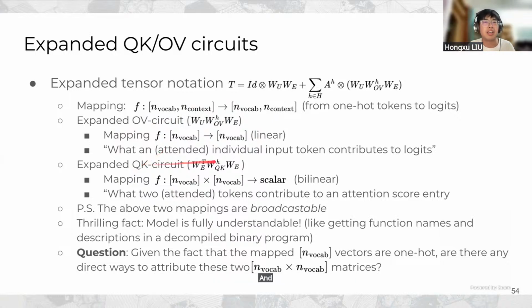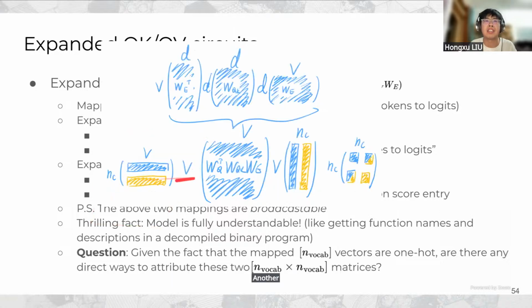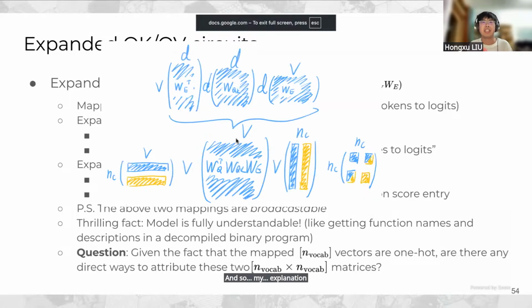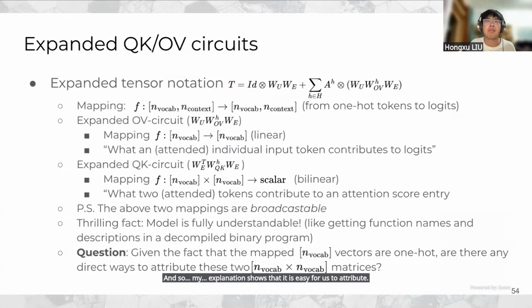And since the QK circuit is multiplied by two one-hot vectors, one from the left side, another from the right side, if we inspect a single entry of that matrix, we will see that if one token, say token A, and another token, say token B, appear in the inputs, what effects will they have on the attention score? So my explanation shows that it is easy for us to attribute these low-rank matrices.